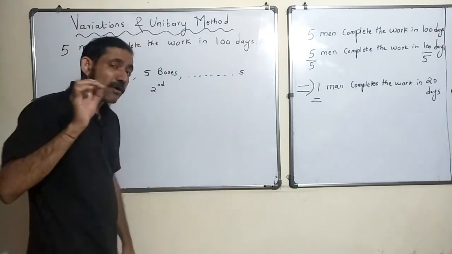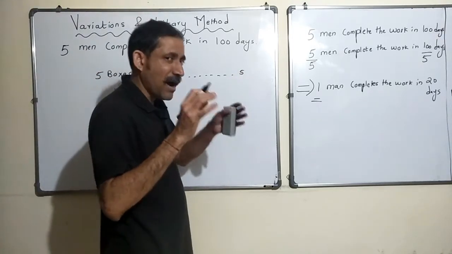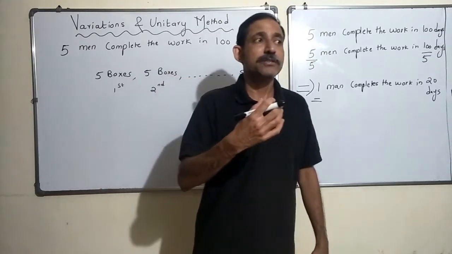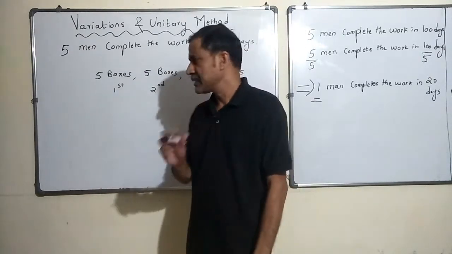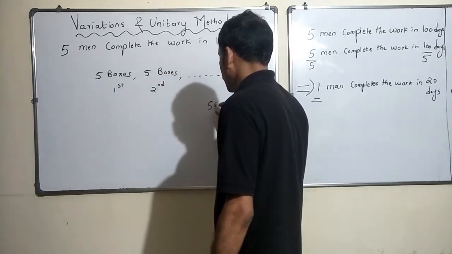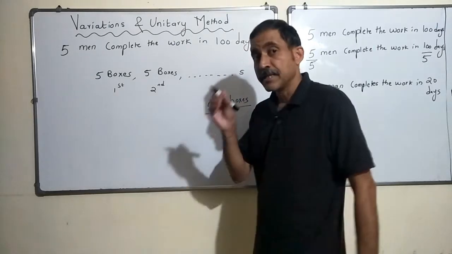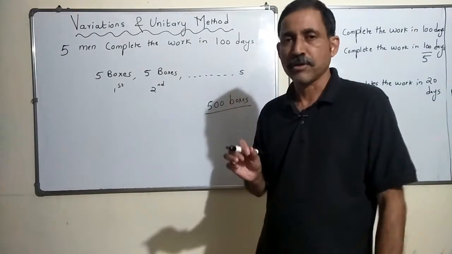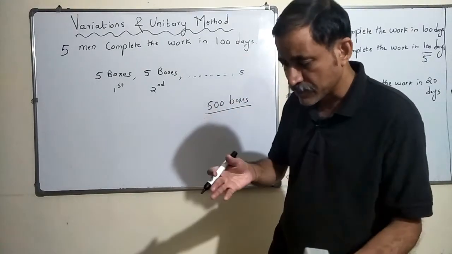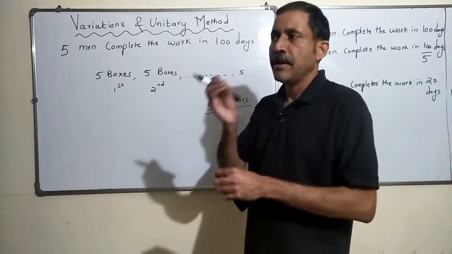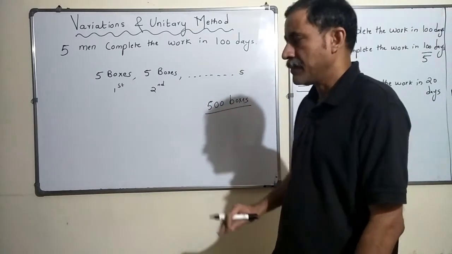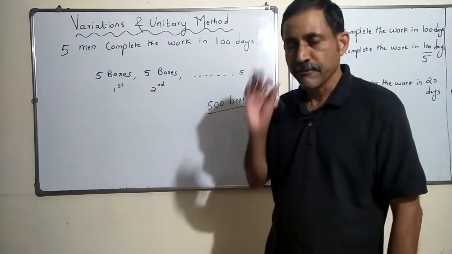So how many boxes worth work is completed? Can I say 500 boxes in this case? Correct? So which means there is work worth 500 boxes. Now you will say, what is this box? What is this work? Just for your understanding, I am giving you an analogy. So 500 boxes worth of work.